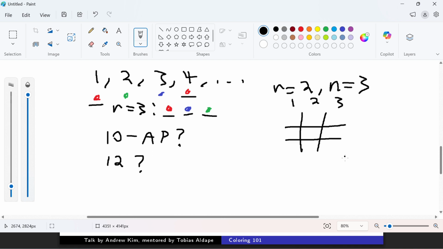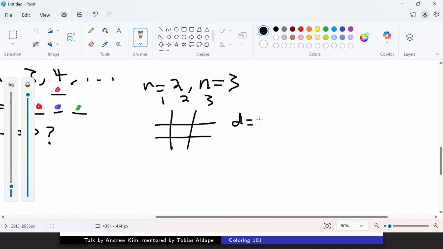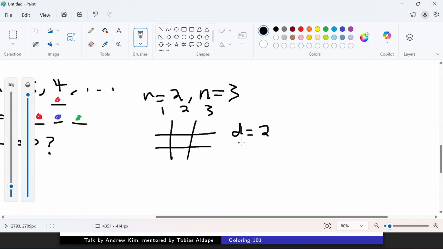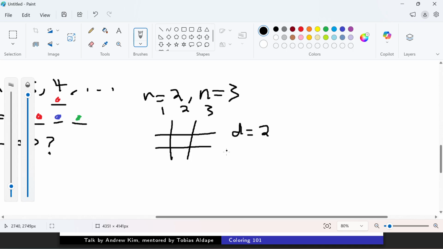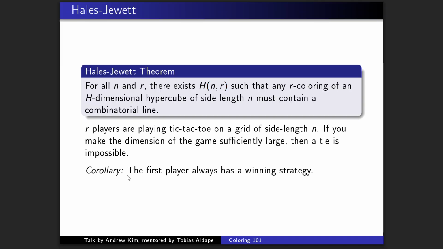So it turns out the game that we've all played before, tic-tac-toe, is played in 2 dimensions, right? And you'll know that if you play 2-dimensional tic-tac-toe, it's definitely possible to make a tie. In fact, if both players know what they're doing, you'll almost always end up with a tie. But what Hales-Jewett says is that if you instead play this game in a high enough dimension, you can make the dimension large enough such that a tie is impossible. And a nice corollary to this theorem is that if a tie is impossible, then that means that the first player actually always has a winning strategy. And this uses a little bit of game theory, and I'll let you think about why that's true.